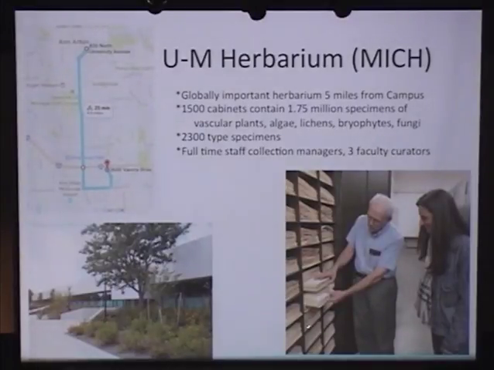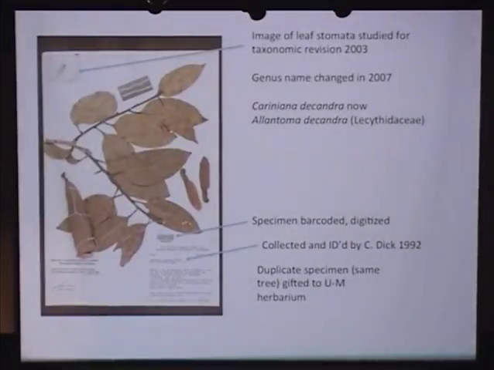1.75 million plant and fungal specimens. This is a specimen that I collected in 1992. And you can see what has happened. This resides at the New York Botanical Garden. This shows what's happened to that specimen over time.